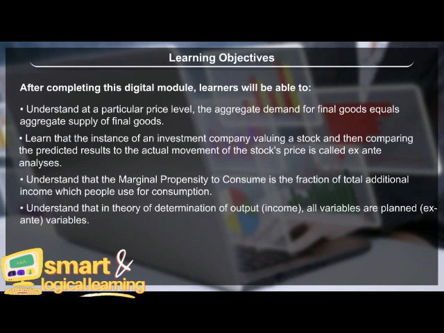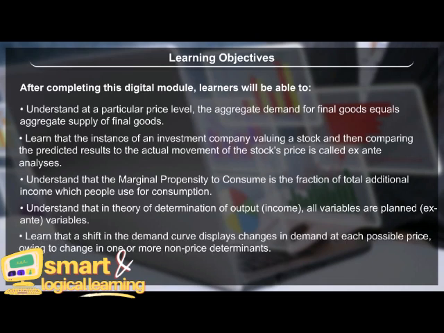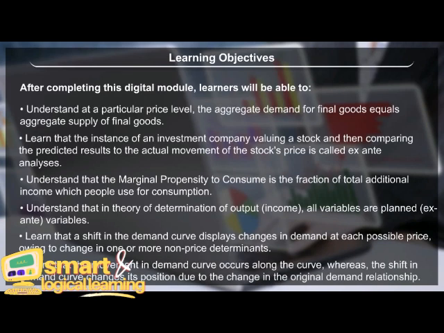Understand that in theory of determination of output or income, all variables are planned ex ante variables. Learn that a shift in the demand curve displays changes in demand at each possible price, owing to change in one or more non-price determinants. Learn that the movement in demand curve occurs along the curve, whereas the shift in demand curve changes its position due to the change in the original demand relationship.